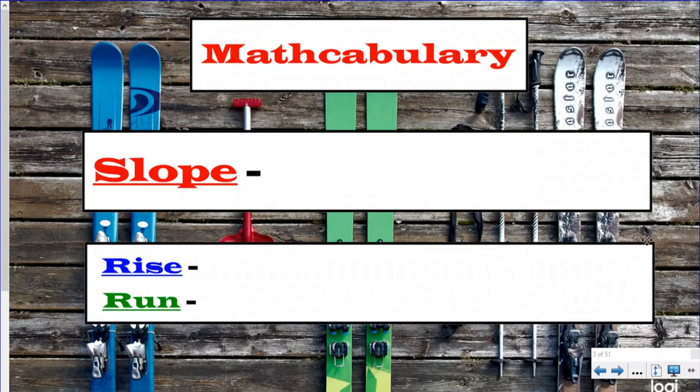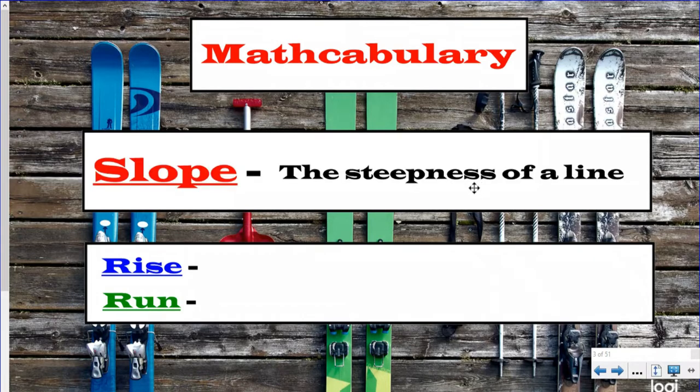So first we want to do our math vocabulary, right? So you want to go ahead and pause the video and write these down. We're going to be defining three different words before we get into them. The first one being slope. And slope is the steepness of a line.